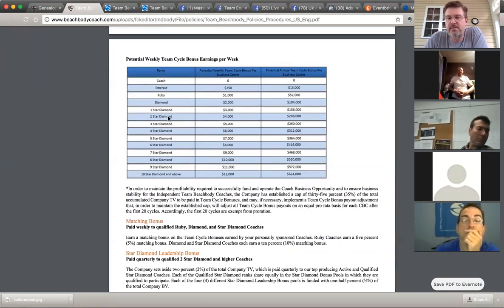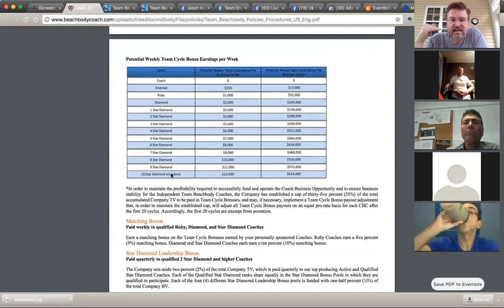And every time you hit 2-star, you can clone yourself and you can open up another business center, right? Like I have 3 business centers, not counting my wife. If I became a 2-star Diamond, I can open up another business center, and then I get that to 2-star Diamond, and that's my 3rd, and then I can open up another one. You can have a maximum of 25 business centers, okay? And each one of those business centers can make $12,000 a week in cycle bonuses alone, okay?